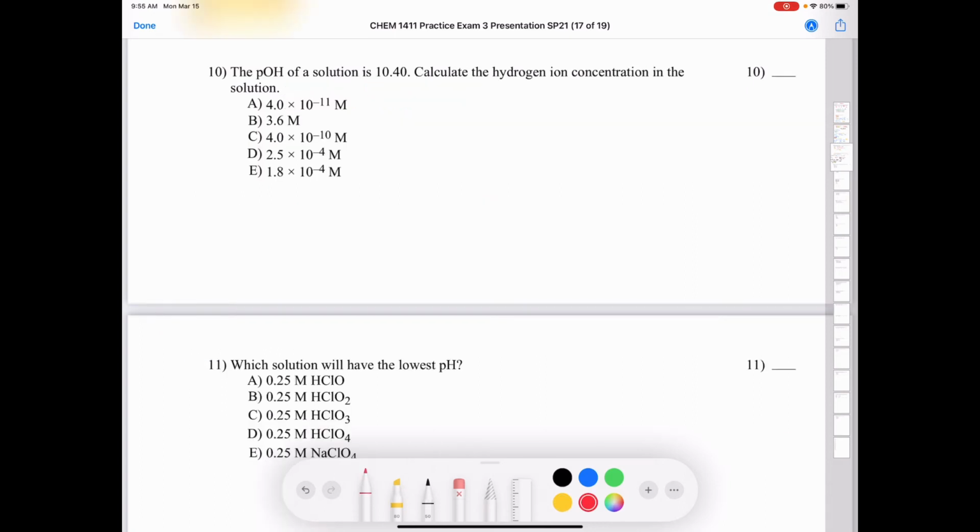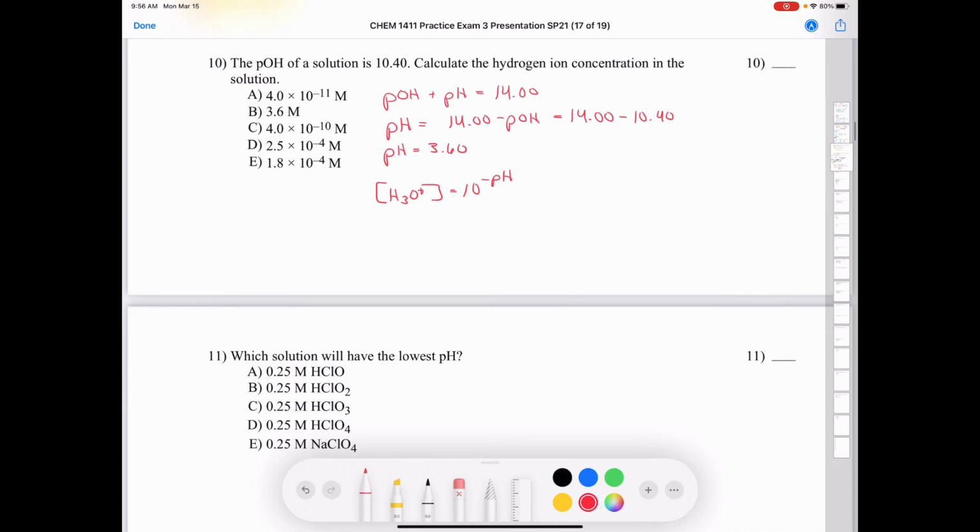Question number 10. The pOH of a solution is 10.40. Calculate the hydrogen ion concentration in the solution. Well, I'm given the pOH, so what I'm going to do is calculate the pH, knowing that pOH plus pH is equal to 14. I can calculate my pH is going to be equal to 14 minus the pOH, which is 14 minus 10.40. That gives me a pH which is equal to 3.60. Now I need to use the formula that the concentration of hydronium is equal to 10 to the negative pH, and that should give me my answer.